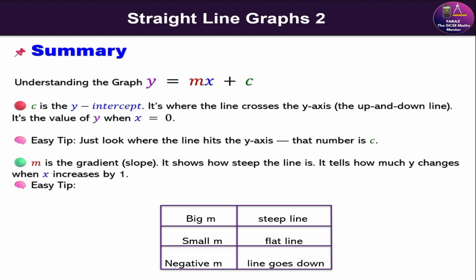Easy tip time. If m is big, your line will be super steep, shooting up quickly. If m is small, the line flattens out. If m is negative, watch out, the line heads downhill. So just from looking at m and c, you can sketch or understand any straight line graph instantly. This right here is what separates average students from brilliant ones. Mastering y equals mx plus c is like holding the blueprint to every straight line you will ever see.